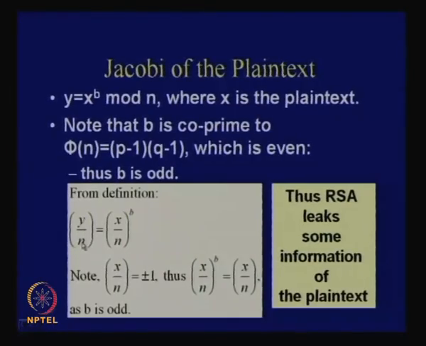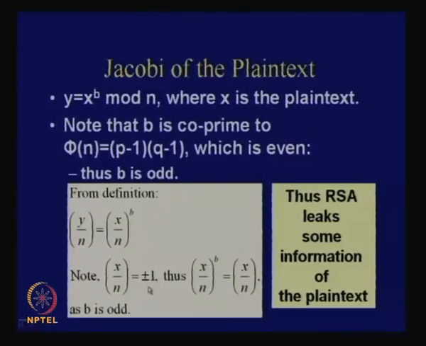Now what is the Jacobi of y by n? We know that y is equal to x power b mod n. From the definition, y Jacobi n should be x Jacobi n power b. Now this Jacobi, x Jacobi n, can be either plus 1 or minus 1. This follows from the multiplicative property of Jacobi that you remember.